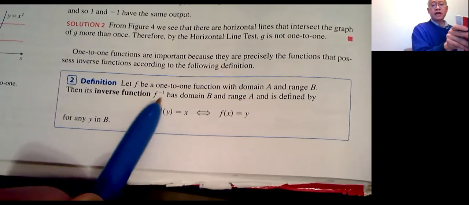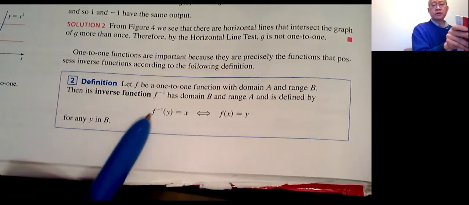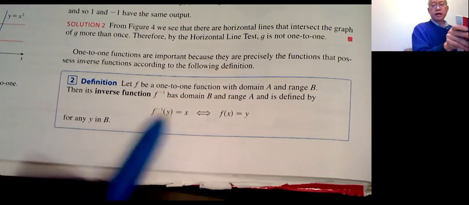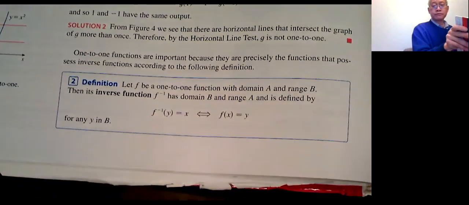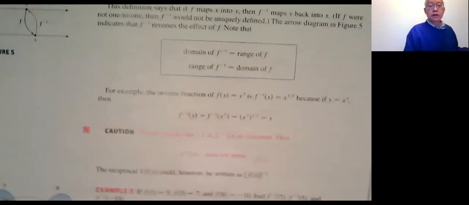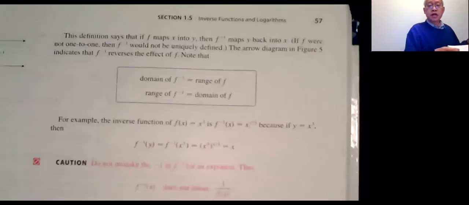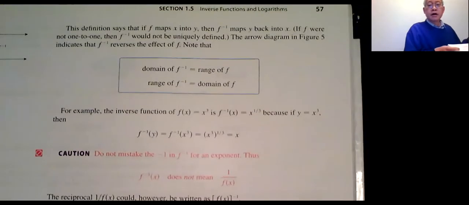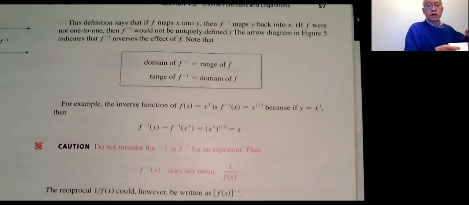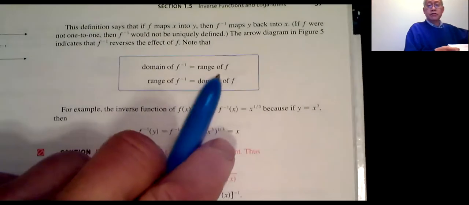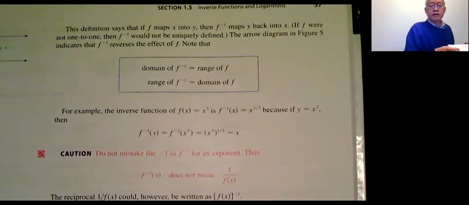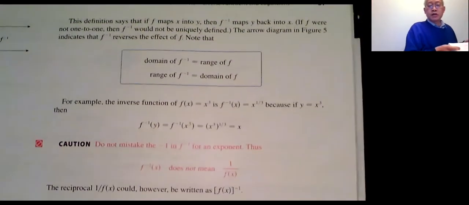It looks like f to the negative 1 power, but we say f inverse. And you just switch around the x and y. So these are equivalent for the inverse function. So that means on page 57, the domain of one becomes the range of the other. The domain of f inverse is the range of f, and the range of f inverse is the domain of f, because you're just switching around x and y.